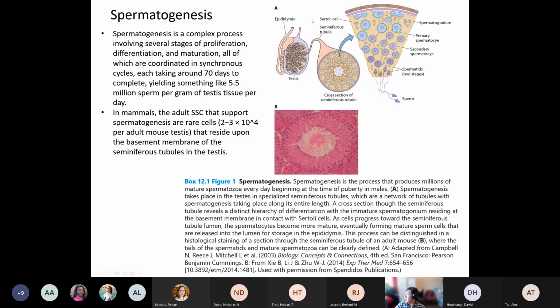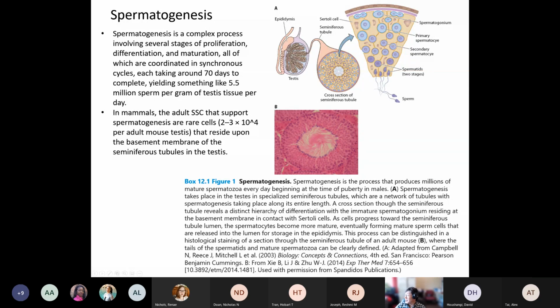So here I want to give you a brief overview of the cell types in the testis. We start with the macro structure. You see the epididymis. That's where the sperm are collected. And then you have this structure, like a lot of tubules there. That's called the seminiferous tubules. Here we have a cross section of it.